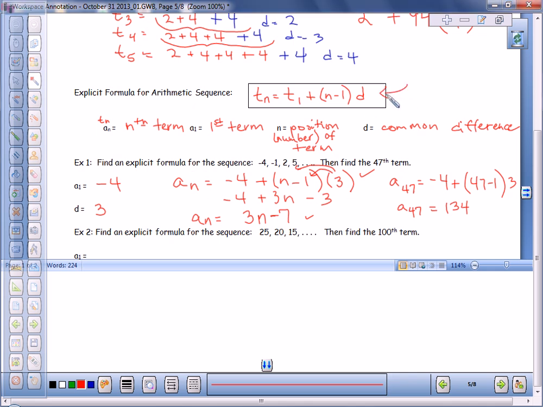I can handle it. I got it. With the explicit formula? Yes. And then find the 100th term. The 100th term, I can handle that. Oh gosh. What do you get?